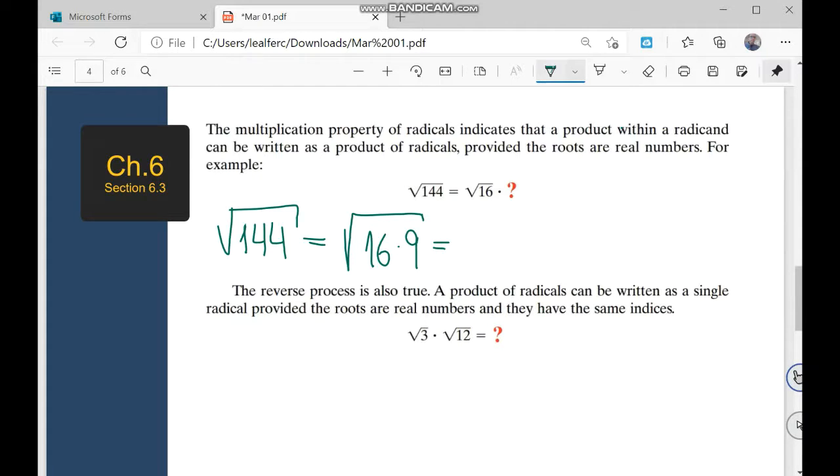And you can break it down, you can write it as the square root of 16 times the square root of 9. And you remember that the square root of 16 equals 4, and also you know that the square root of 9 is 3. That means 12. The square root of 144 equals 12, right? This is one application. Let's check the reverse process, the other way around.